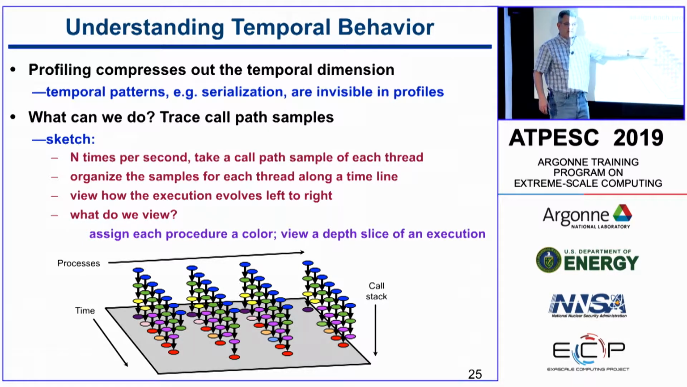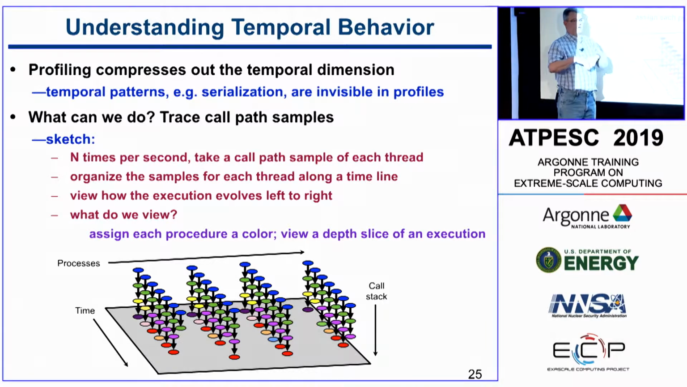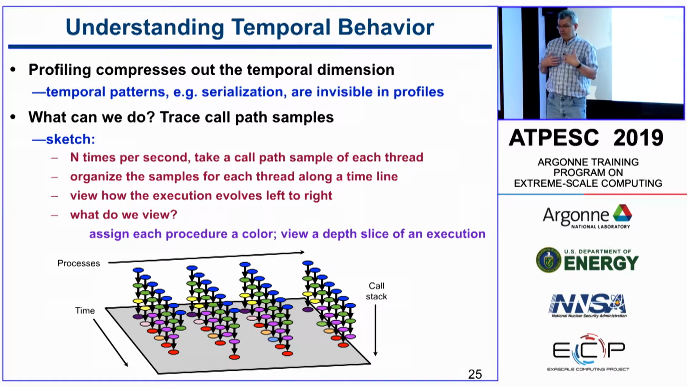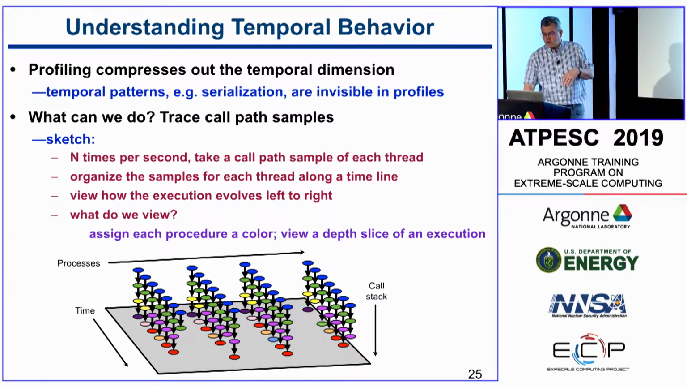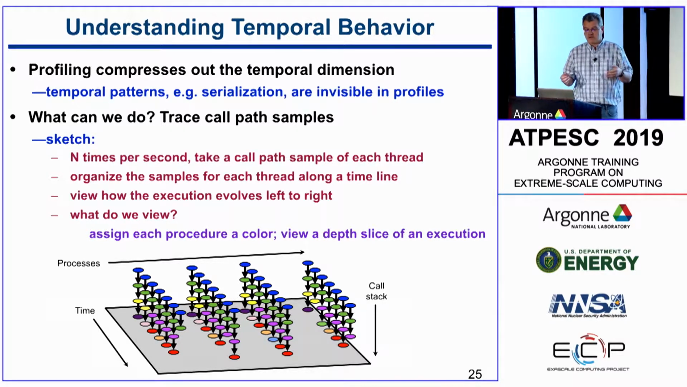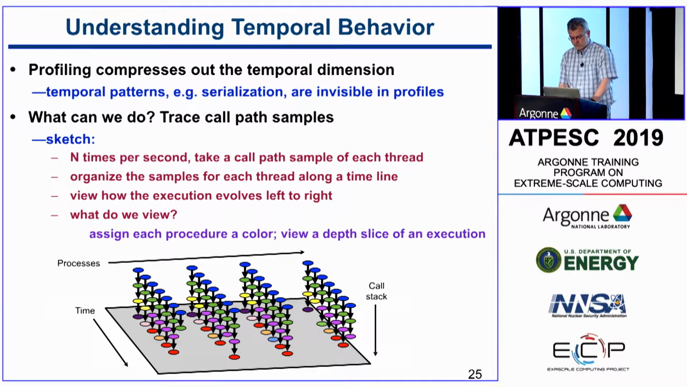Then if we push it down one layer, we might find that early in the program, they're in the initialization phase. Later, they're in the solve phase. Later, in the post-processing phase. And if you push it down a little further, you see that within the solve phase, there's a series of iterations and a bunch of other procedure calls. This gives us a high-level view of what's going on in the application. So n times a second, we're going to take a call path sample of every thread, and then we're going to visualize how the execution evolves.